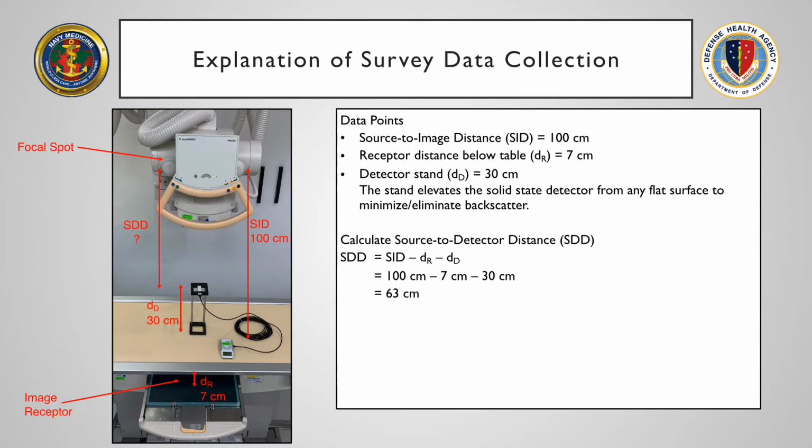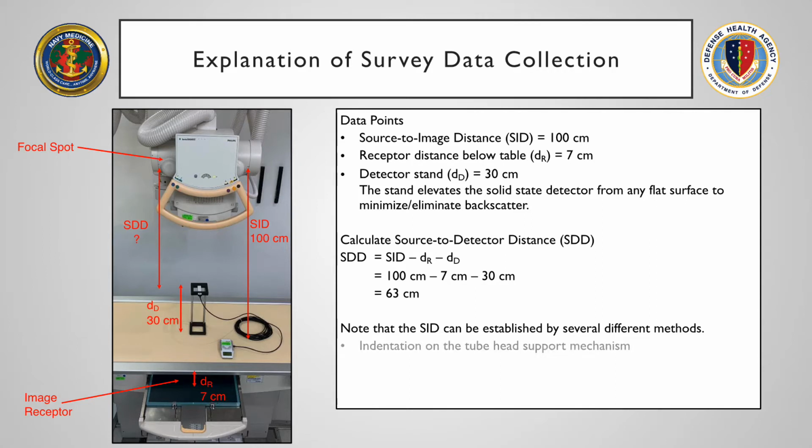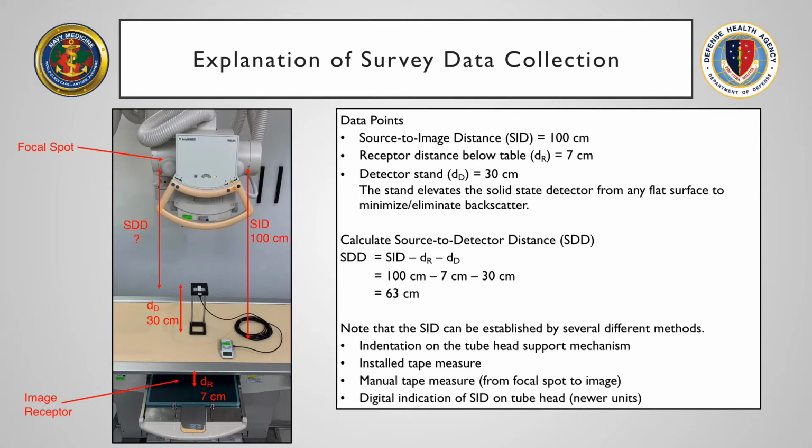As a side note, the SID can be established by several different methods. Large X-ray rooms with the overhead mechanisms have indentations to mark 40 inches or 72 inches. The tube heads always have an installed tape measure, so you can use it at any angle you want and take the image however you want from any angle. And then there's a manual tape measure, like I do when I do my testing. I like to take it manually. And then there's a digital indication of SID on tube heads for newer units.